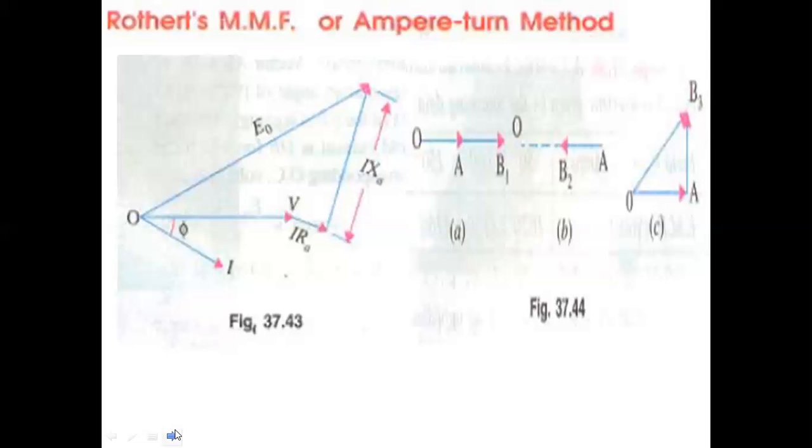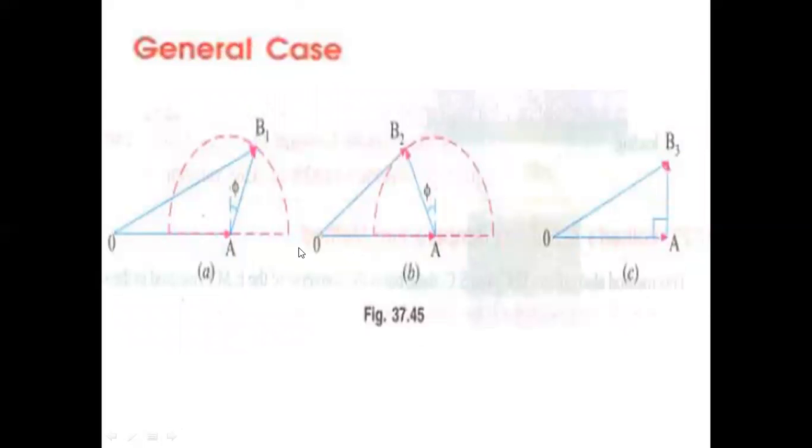Suppose you take a general case. So PF has a value between 0 and unity, that is, leading and lagging are also considered. So here the field ampere turns OA, in figure A, OA field ampere turns, these correspond to V. So it can be referred to as V plus IRa cos phi. And these are horizontal. If you observe, OA is horizontal.